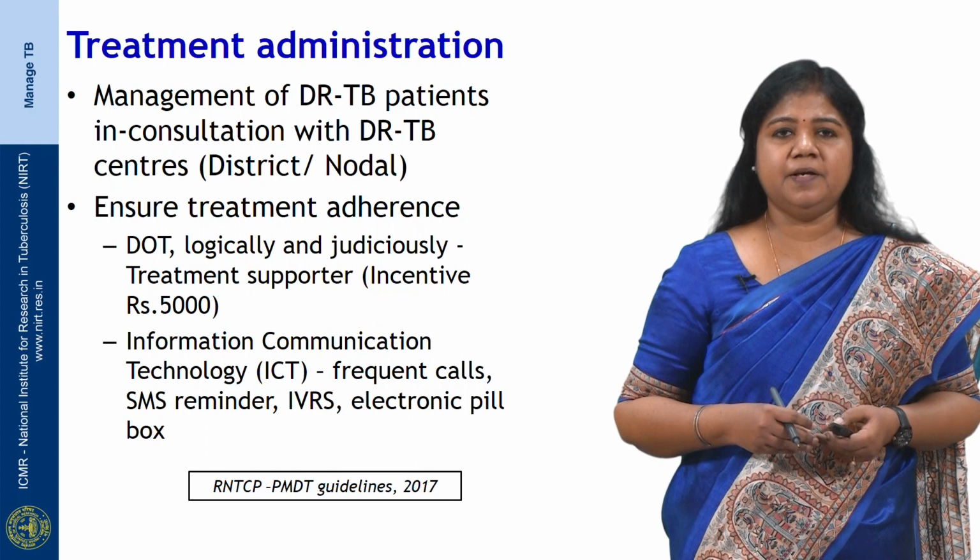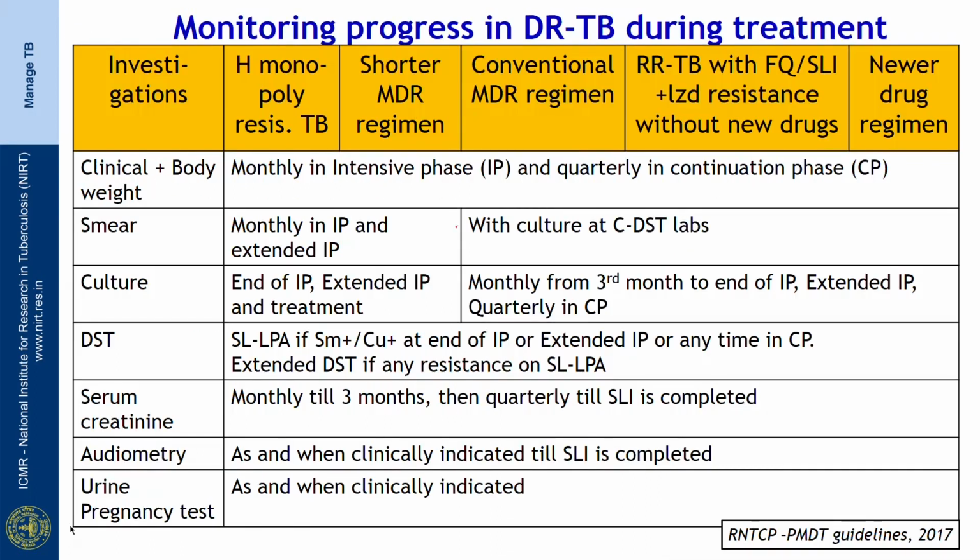So, how do we monitor progress in treatment? The investigations are basically clinical evaluation and body weight recording, sputum smear, culture, drug susceptibility testing, etc. As far as clinical evaluation and body weight recording is concerned, it has to be done monthly in the intensive phase and quarterly in the continuation phase.